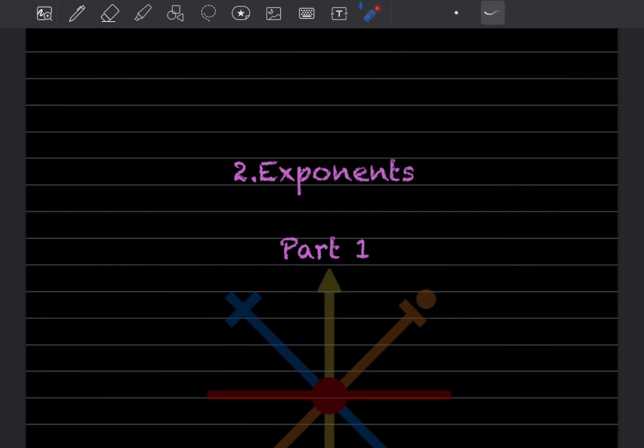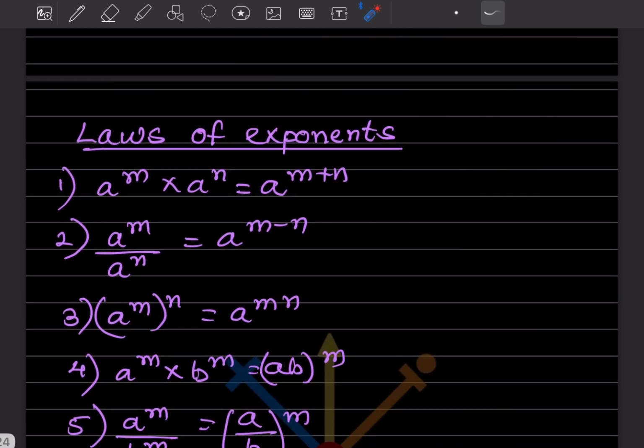So today we'll start with a new topic, that is exponents. We'll see part 1 of it. Before starting the exercise, let us see some of the laws which are very important. If you don't know the laws, you won't be able to solve the problem.